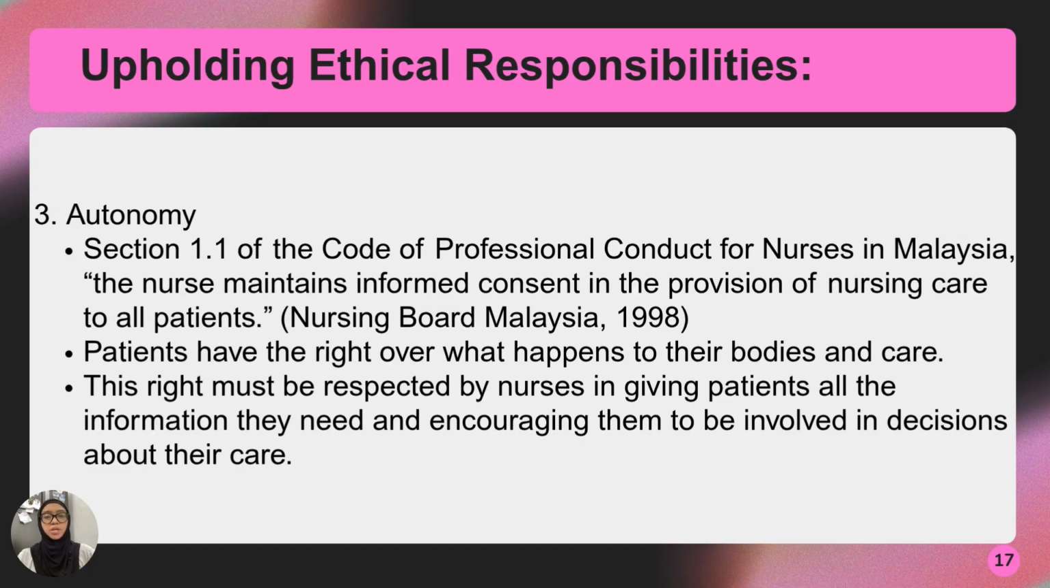Next is autonomy. Section 1.1 of the Code of Professional Conduct for Nurses in Malaysia stated that the nurse maintains informed consent in the provision of nursing care to all patients. Hence, patients have the right over what happens to their bodies and care, and this right must be respected by the nurses in giving patients all information they need and encouraging them to be involved in decisions about their care.